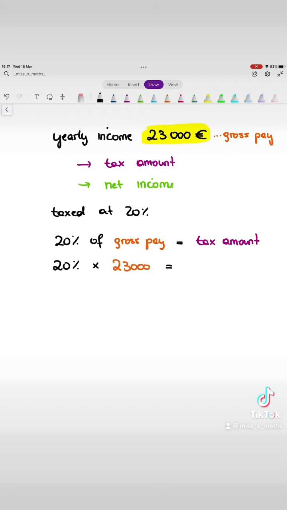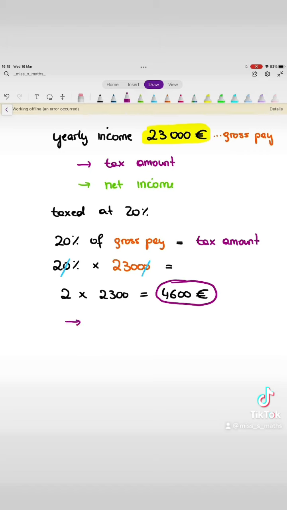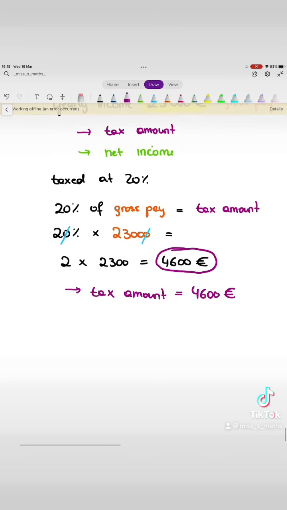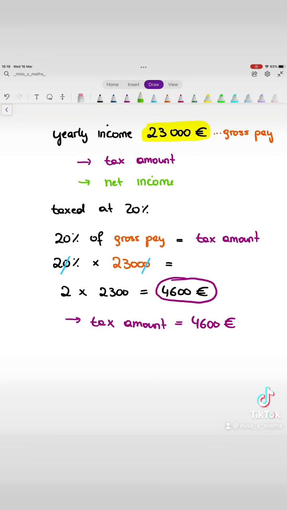Once you have that done, you can cancel 2 zeros out and multiply the remaining number values to get this tax amount. So 2 times 2,300 would be €4,600 in tax, and this now will have to be subtracted from our gross pay in order to answer the question what the net income is. So we will now do that next.